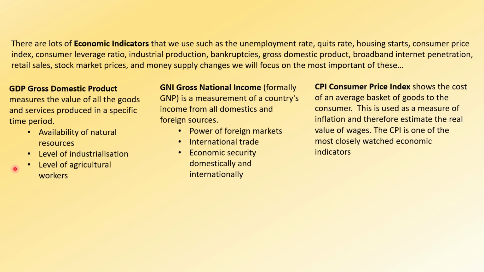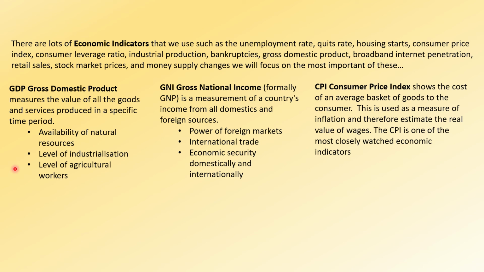The CPI, or Consumer Price Index, is actually the one that you'll hear in the news most often. It's one of the most important indicators and the one that's used most by economists. What it does is it shows the average price of a basket of goods for a consumer. We are consumers, we buy things in the shops, and the Consumer Price Index gives us an idea of how much an average imaginary basket of goods would cost. This is then used as a measure of inflation.